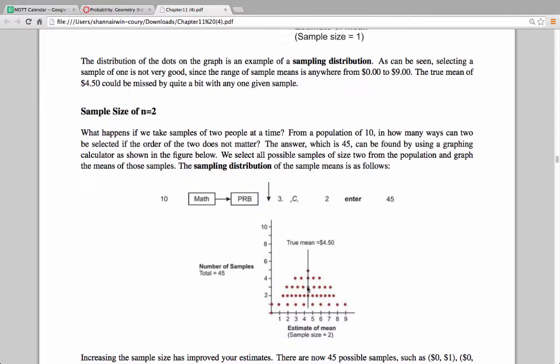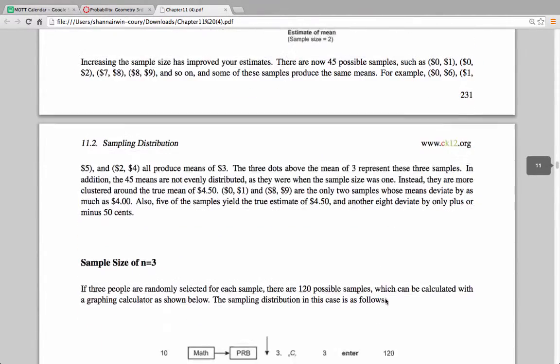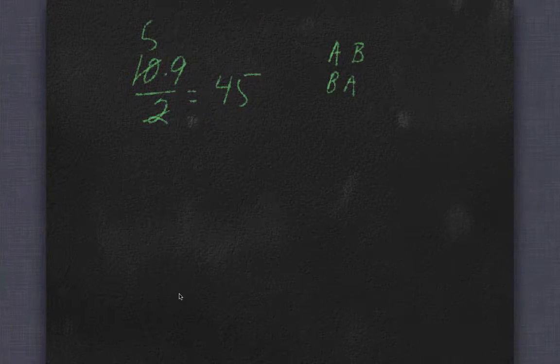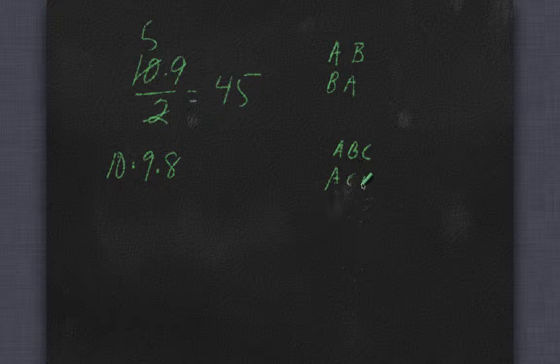So as you increase sample size, you start to have more and more getting closer to the real average. But something else is happening as well. So now we're going to move to a sample size of 3, which is similar to this. You have 10 choices for the first one, 9 choices for the second one, 8 for the third. But this time you have all these ways.